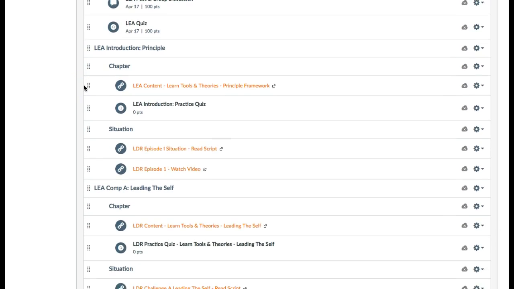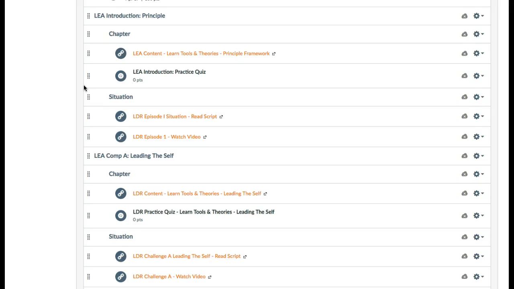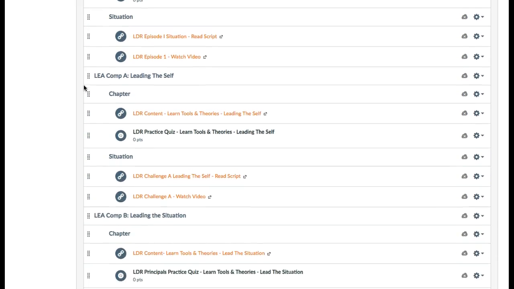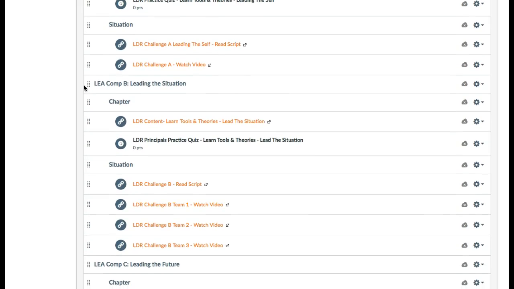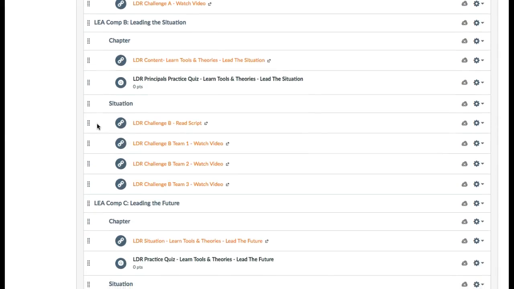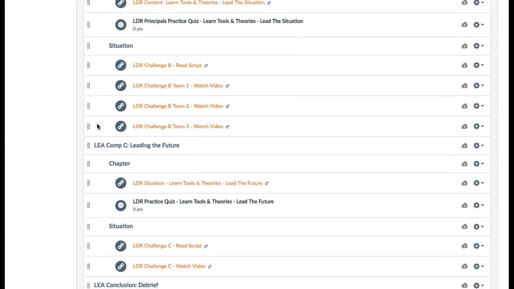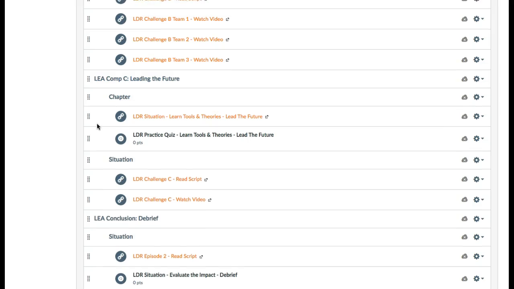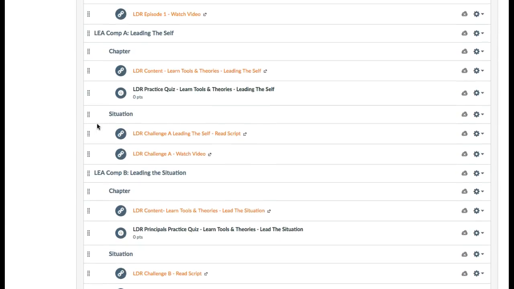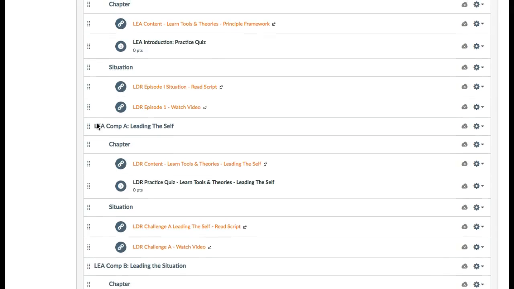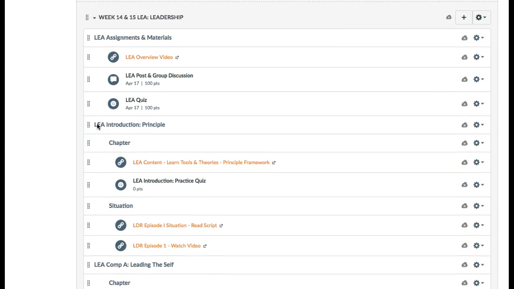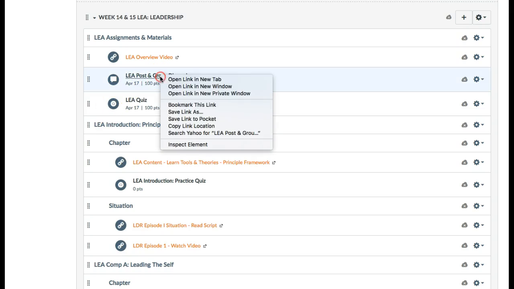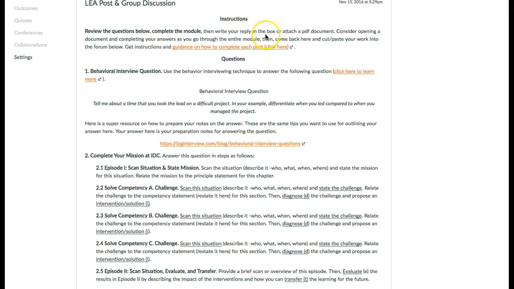Here's the content, just same format as always. You can see here we've got a competency A, competency B, and competency C, leading the future, and then a conclusion. There's a couple of things that are different in this module, and I want to go through it with you. But I think also it's fun, so I think you're going to enjoy this. So if we click on this, let's go into it.